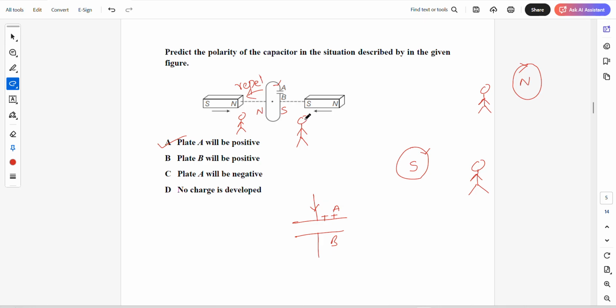Now, if I observe from here, it will be clockwise because this will be the south pole. When it is the south pole, it will be clockwise. Hope you have understood this one very clearly. Plate A will be positive. Next.